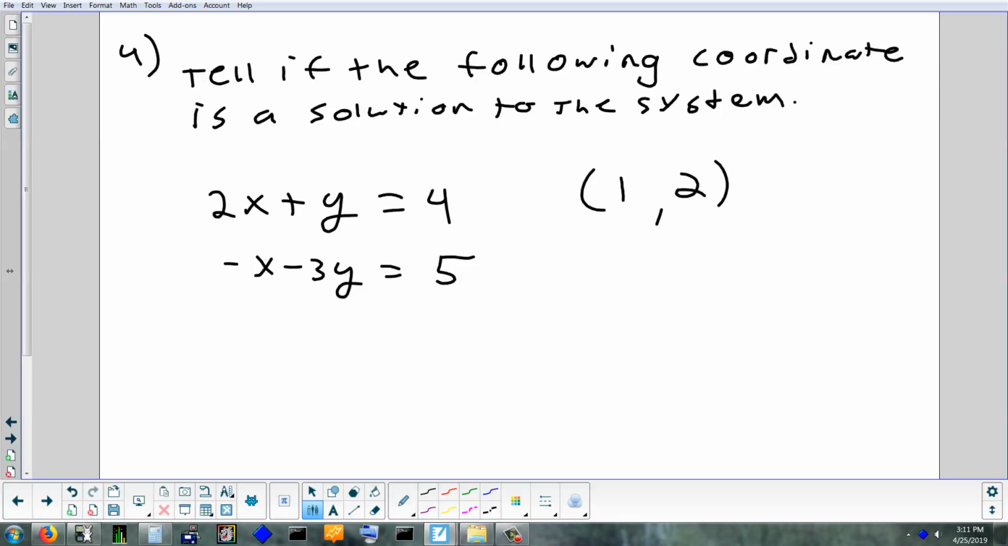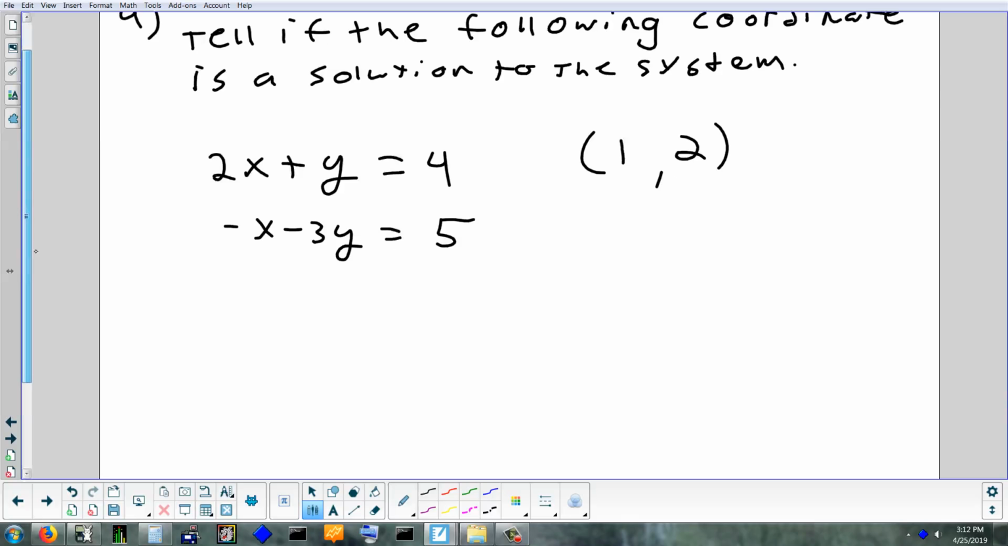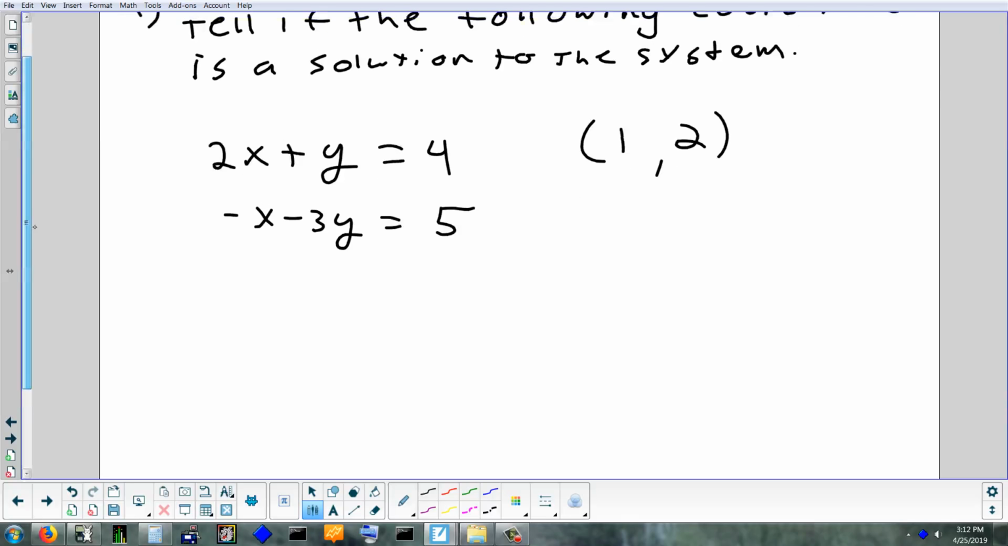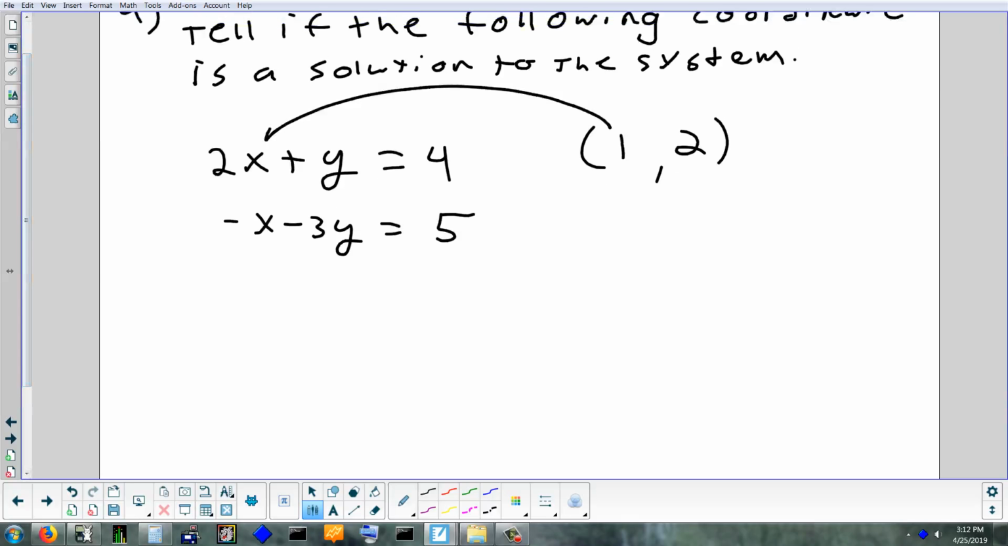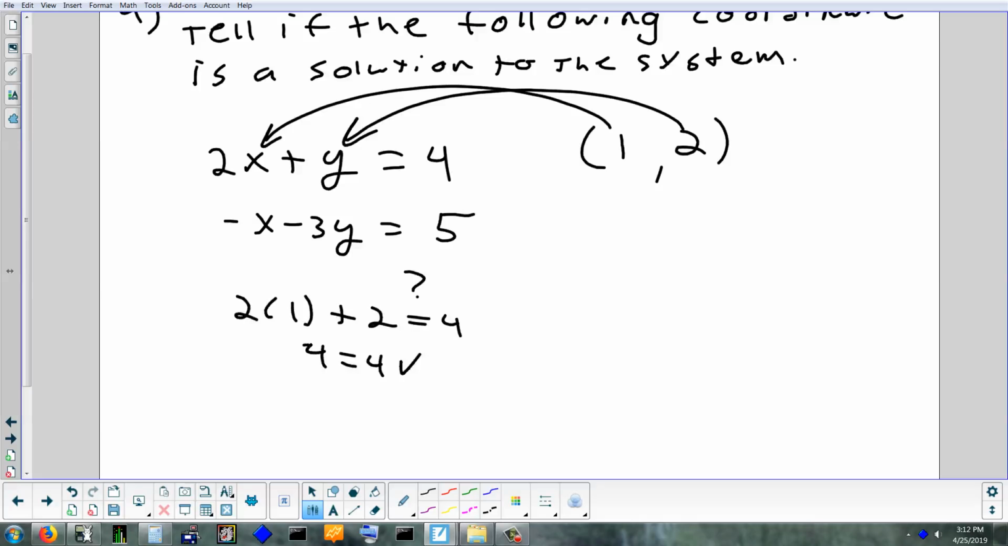All right, so the next topic on the test is determining if a coordinate is a solution to that system. How would you check if that coordinate is a solution to that system? Plug the numbers in for x and y. Yeah, just plug them in for x and y. So when we plug those in here, would that coordinate work in the first equation? Yeah, because you get 2 times 1 plus 2 equals 4. And yes, 4 equals 4.